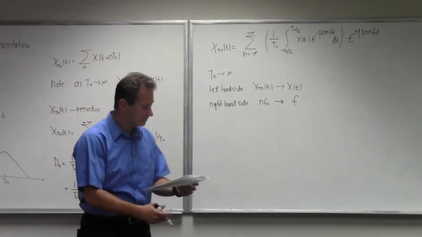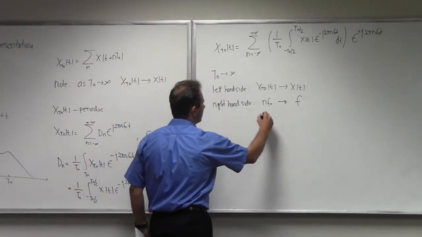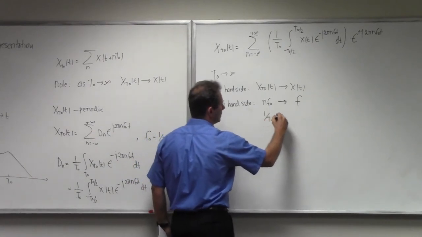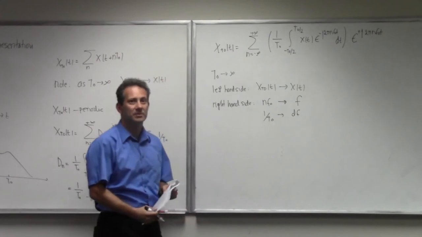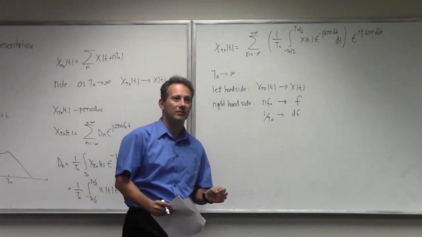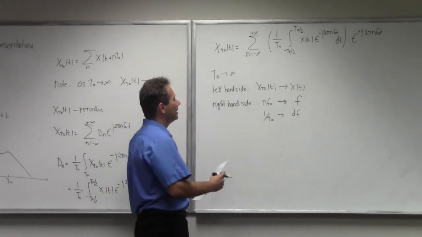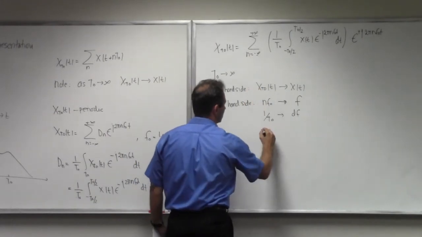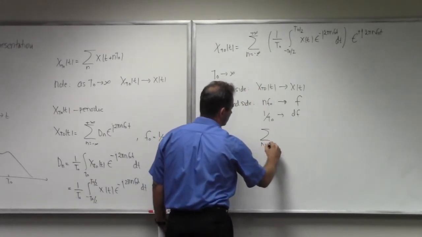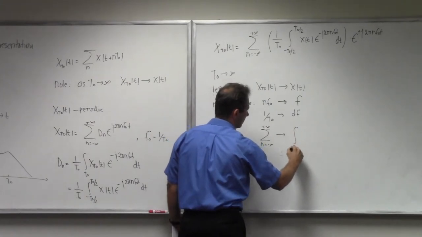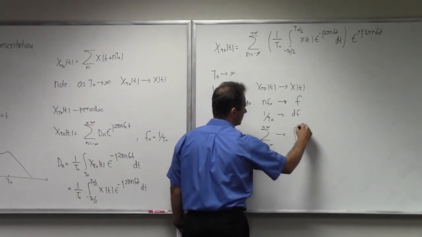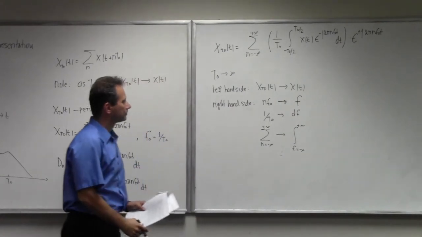And the last thing, that I have this 1 over t0, this becomes df. Right? These are my steps. My steps are becoming really, really small. And then this summation here, when n goes from minus infinity to plus infinity, converges to the integral when f goes from minus infinity to plus infinity.